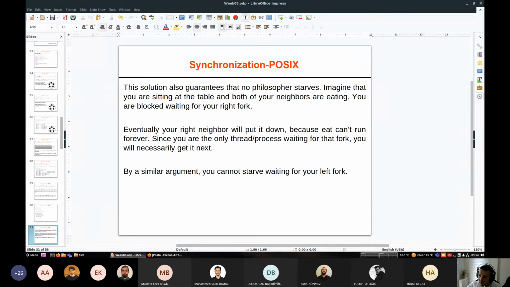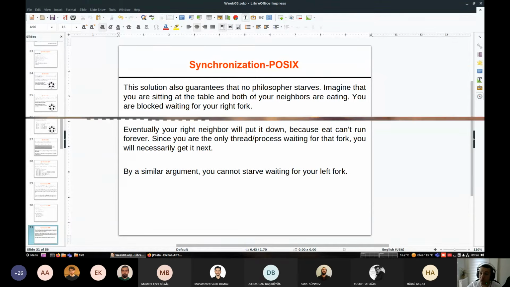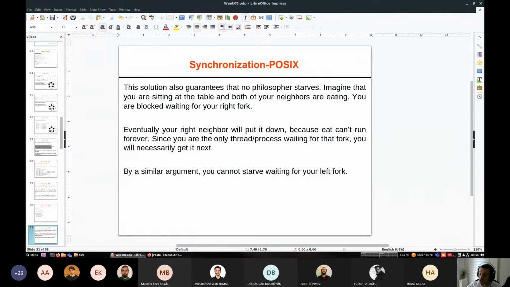Now, this solution, however, also guarantees that no philosopher starves. So no philosopher is left without ever eating. How? Imagine that you're sitting at the table and both of your neighbors are eating. So you are the unfortunate process that was stuck at wait footman. Now you are blocked waiting for your right fork.